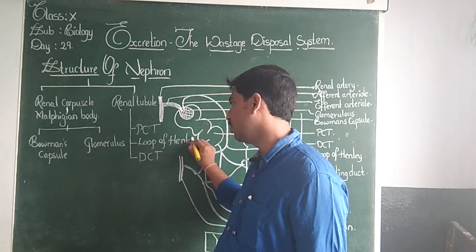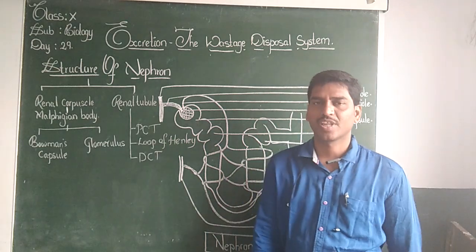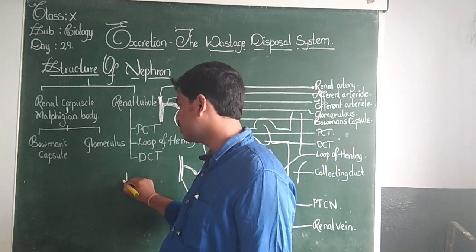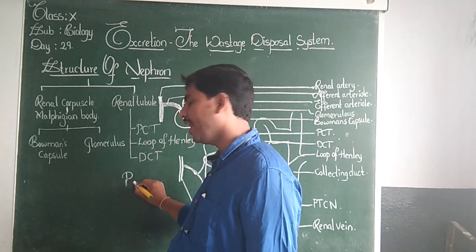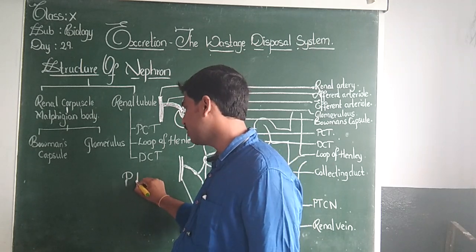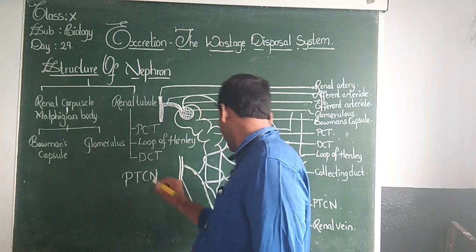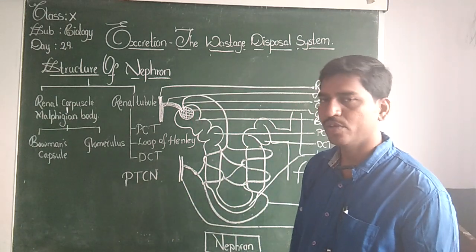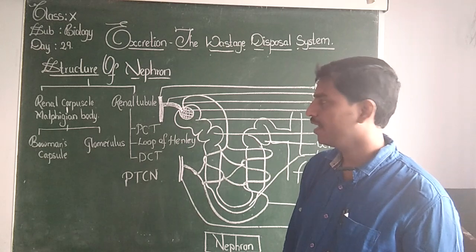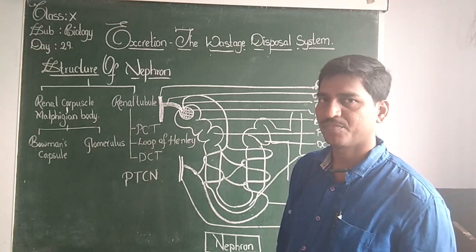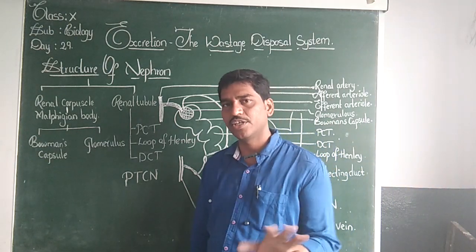What is it called? Loop of Henle. Then apart from this, it is surrounded by a capillary network. We call this capillary network the peritubular capillary network. Right? What do we call it? Peritubular capillary network.